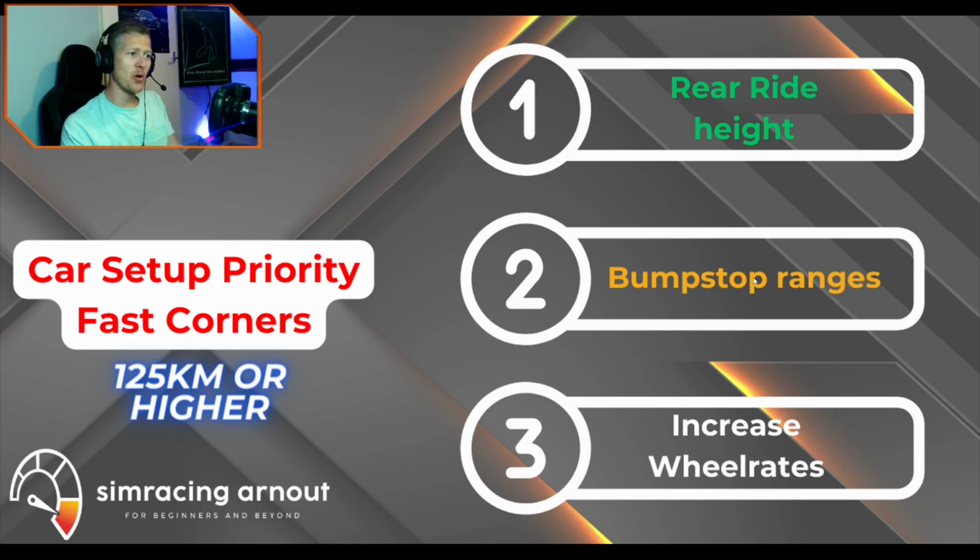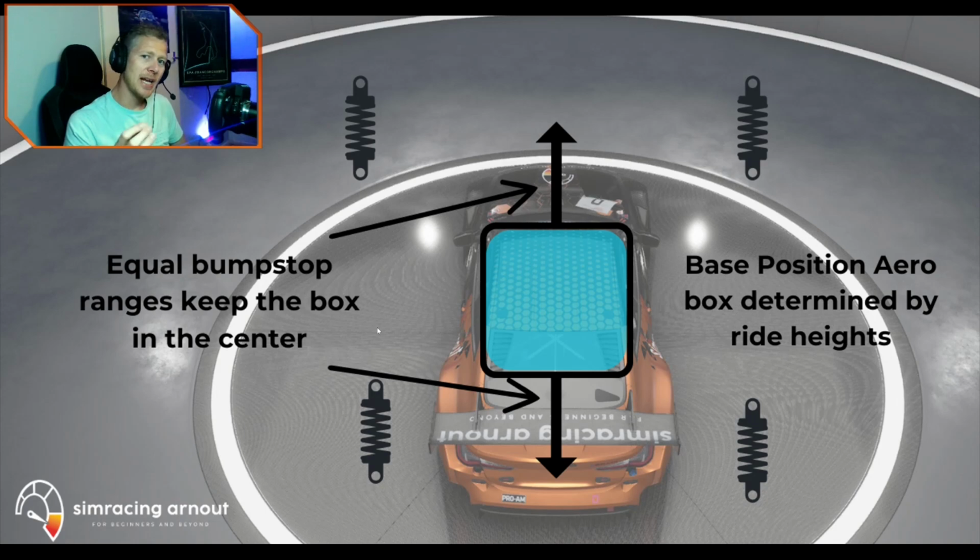And then the third priority is maybe increase the wheel rates to get more aerodynamic stability. Yeah. And the wheel rates are also going to determine how fast this aerodynamic box is going to change forward and backwards whenever we go on throttle, braking, or hitting different speeds. So, ride heights and the aero box, in a way.